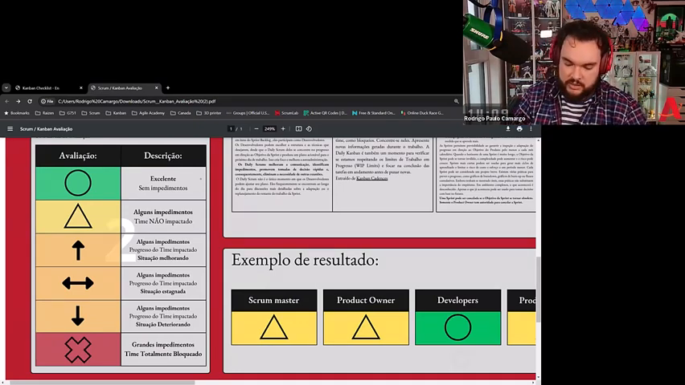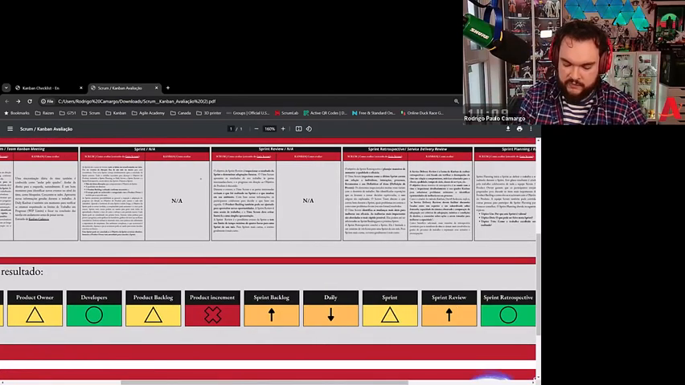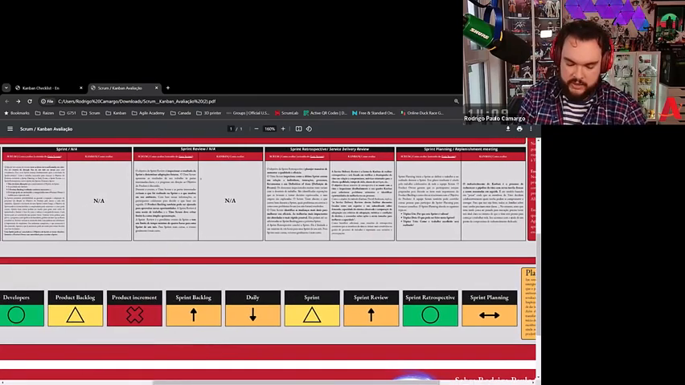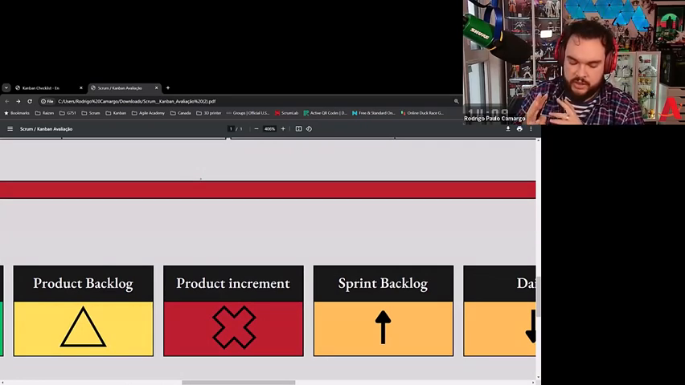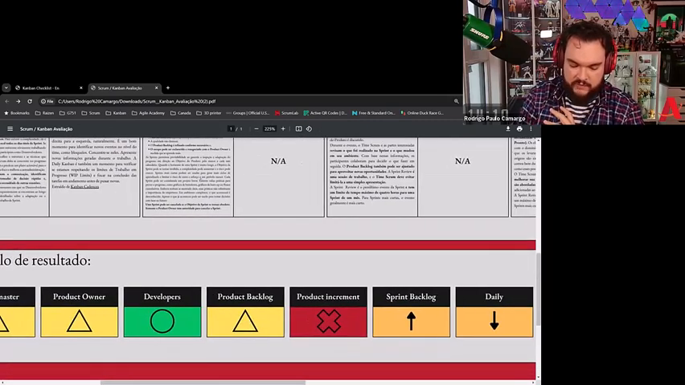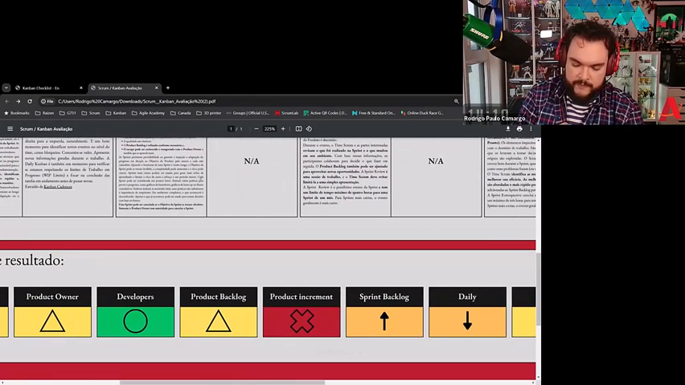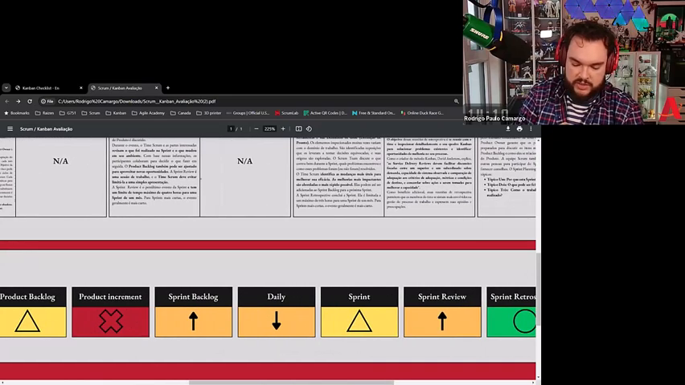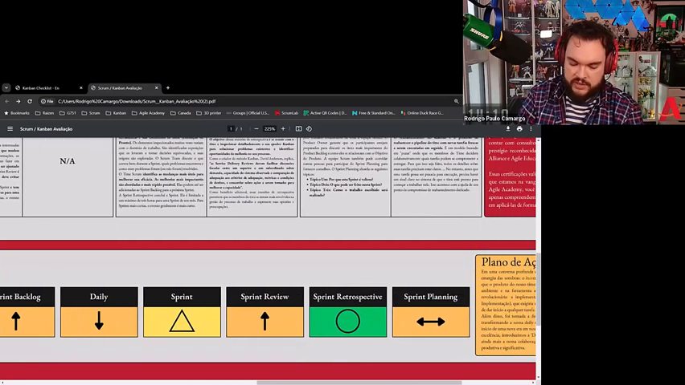Let's check. So I put in this one as an example. And what is really interesting is, if you look, it's not a bad one, but this was run specifically with a team in Scotia, and they told me the product increment is an X. And I was like, but you're telling me the developers are doing excellent work. The Scrum Master and your product owner, in this case a service delivery manager, are okay. Your sprint backlog, which is your backlog, is working. Your daily is going down, but we can work with that. And the retrospective is good. It's not a bad scenario, but how is the product going bad?